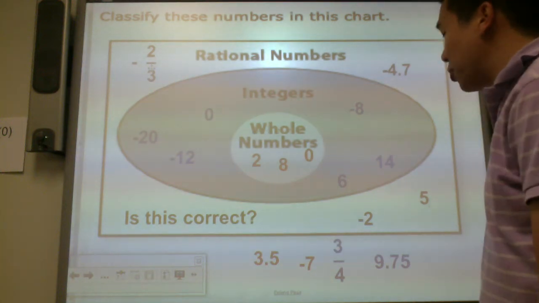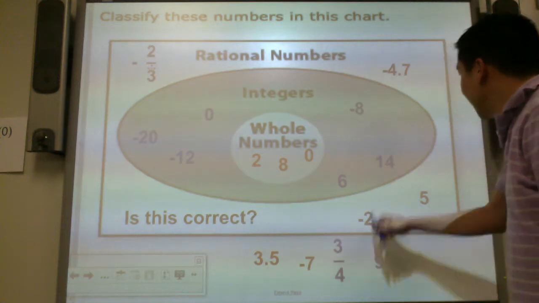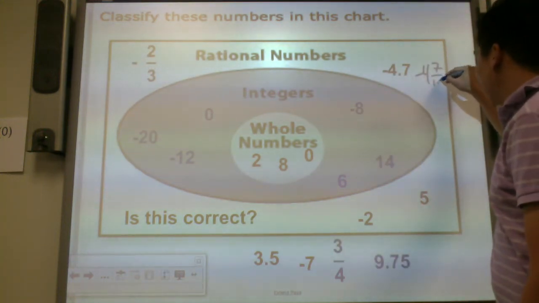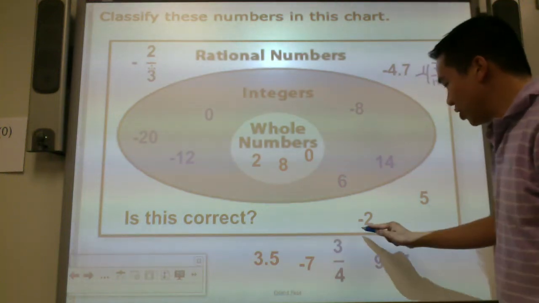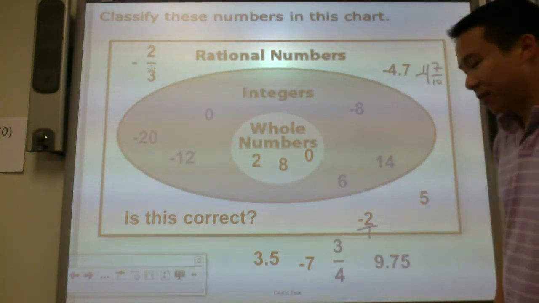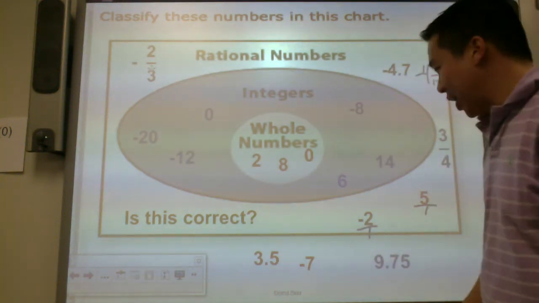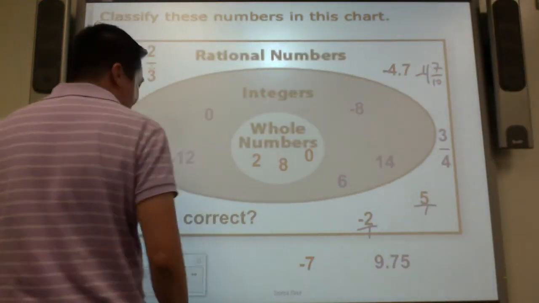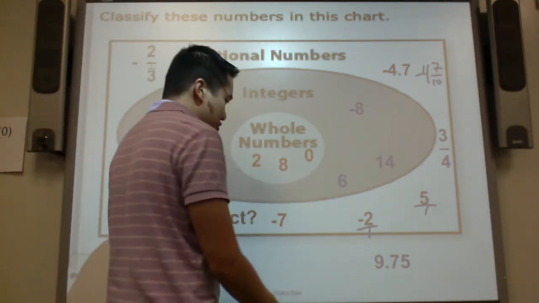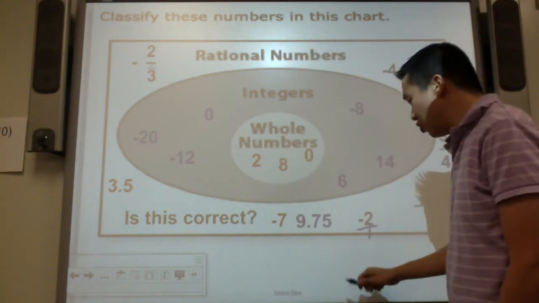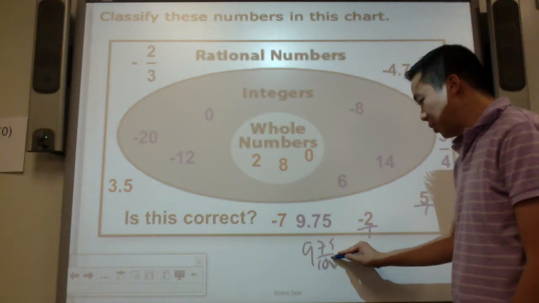So rational numbers are anything that can be written as a fraction. Negative 4 and 7/10, that can be written as a fraction. Can negative 2 be written as a fraction? Negative 2 divided by 1. 5 can be written as a fraction, 5 divided by 1. 3/4 is a rational number. 3 and 5/10, that's a fraction. Negative 7 divided by 1 is a fraction. And 9 and 75/100 can be written as a fraction. So those are all rational numbers.